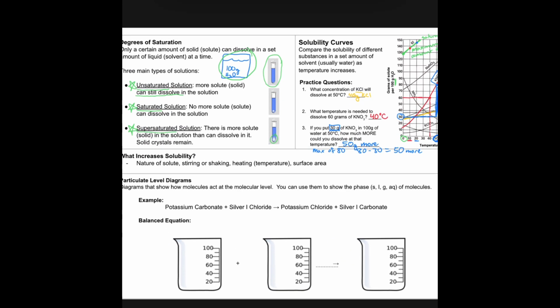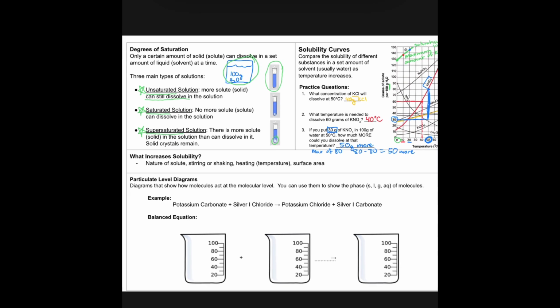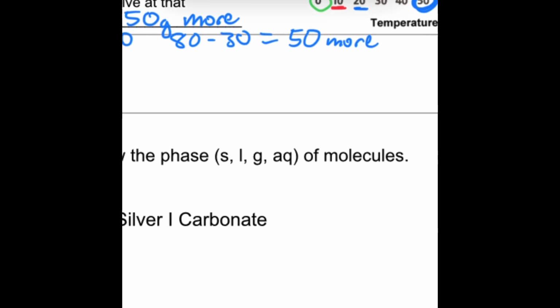This last bit is particulate level diagram. So this bit is maybe the most complex, and it's not complex because it's impossible. It just is going to combine a few skills for you. Okay? So our particulate level diagram says diagrams that show how molecules act at the molecular level. You can use them to show the phase, solid, liquid, gas, or aqueous of molecules.